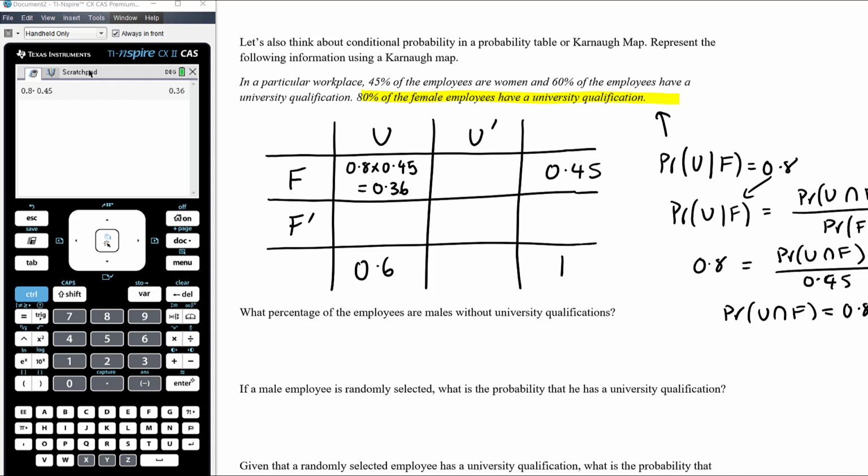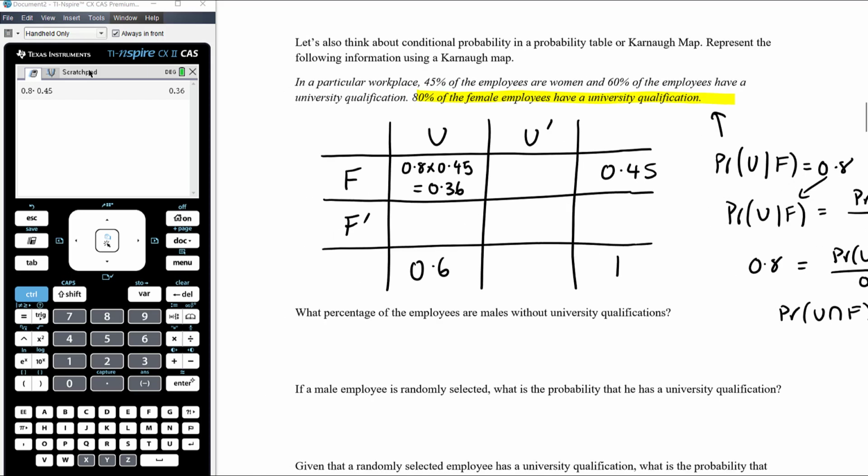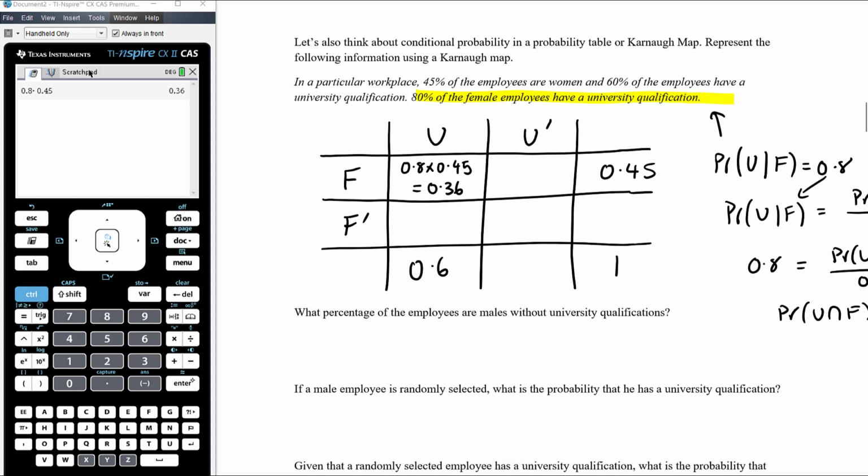You don't always need to go to the formula. There are certainly times where you need to utilize the formula and you must know it, but try to think logically about what's happening as well. Okay, so we've got enough information here to now fill in the rest of the table.